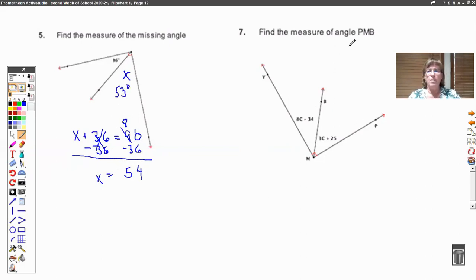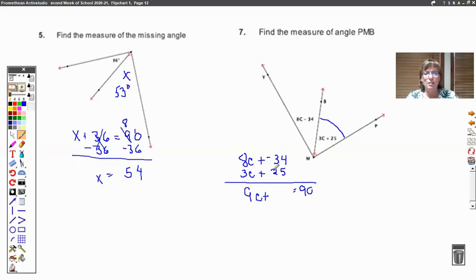This one here, again, same thing. We're looking for measure PMB. So PMB, this is the one we're actually looking for. So once we get it solved, I'm going to do the same thing I did in the last problem. So I'm going to say 8C plus negative 34 and 3C plus 25 is equal to 90. And then I get 9C plus, and these are a positive and a negative, so I'm going to subtract, keep the sign of the larger absolute value, and the negative's larger, so I have to borrow, and 14 minus 5 is 9. Then to get the C by itself, I'm going to add a positive 9 to both sides.